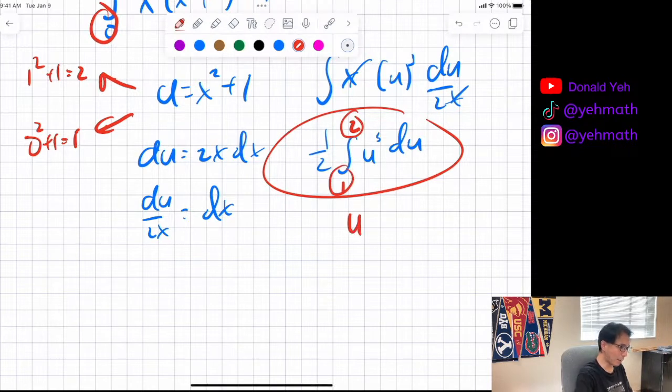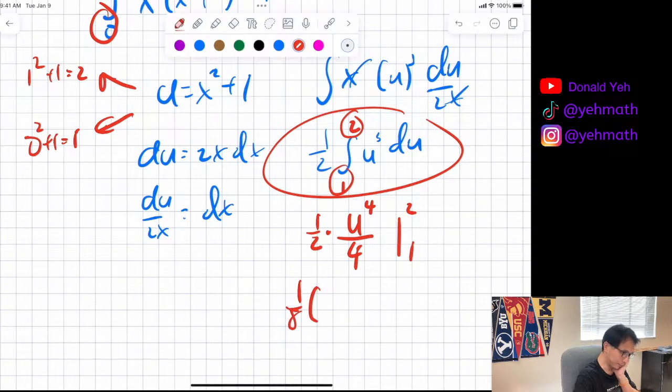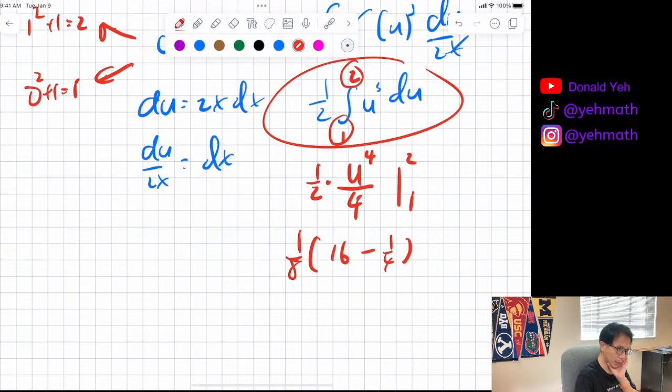It's a lot more efficient, so it'll be u to the 4 over 4 times 1/2, between 1 to 2. So it'll be 1/8, 16 minus 1/4. And then that's equal to what? Can't do math.